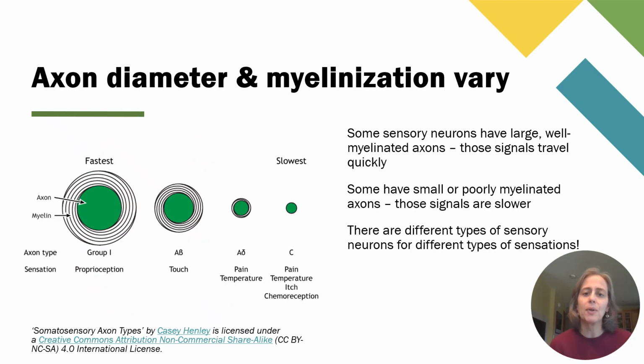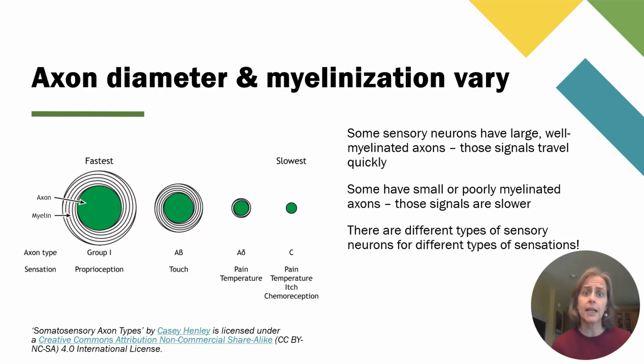I also want to point out, and this is also a reminder from way back in the beginning of the course, that axon diameter and degree of myelin can vary. And you may remember that the bigger the diameter and the more myelin you have, the more quickly you can send an action potential down that axon. The smaller the diameter, the less myelin, the more slowly those signals will travel.